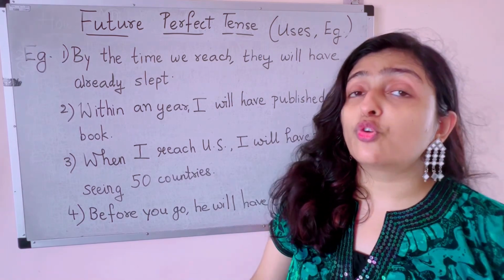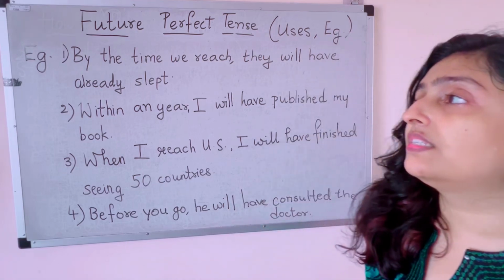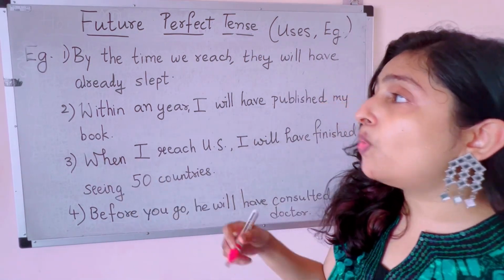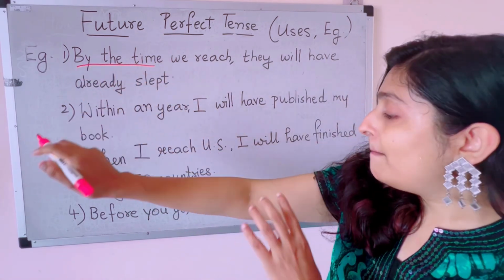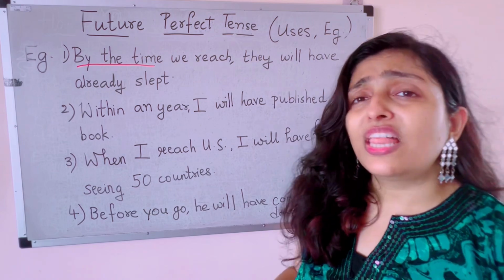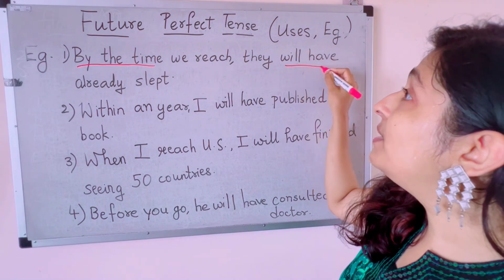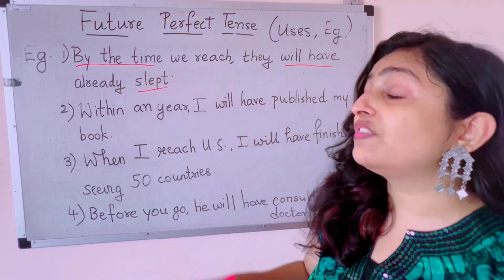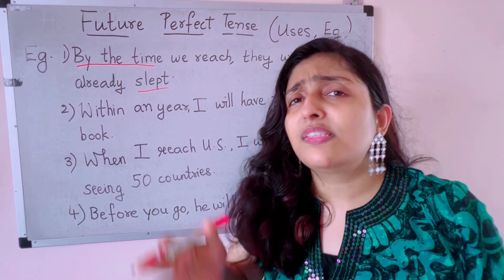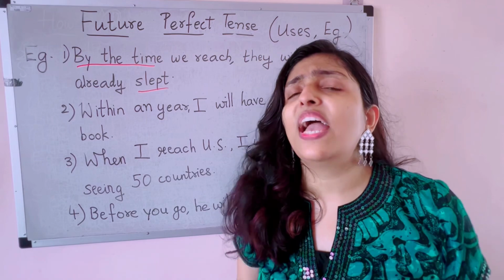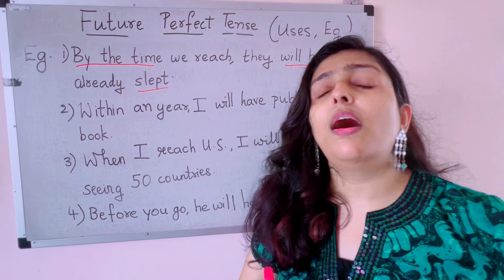Examples belonging to rule 2. I mean the application of all those words and phrases you can see here. Example 1. One such phrase I mentioned, by the time we reach, they will have already slept. Okay, so which is a verb here, future perfect, will have slept. It doesn't mean that they would have started sleeping right when we arrive. No, they would have started sleeping even before our arrival.